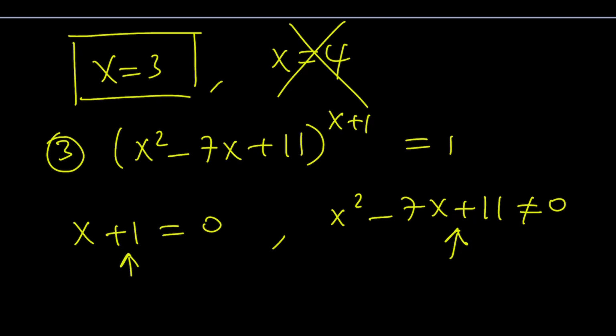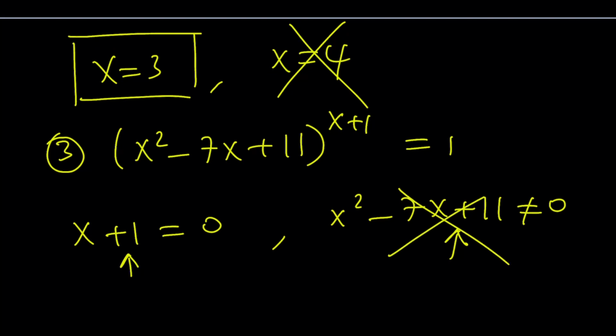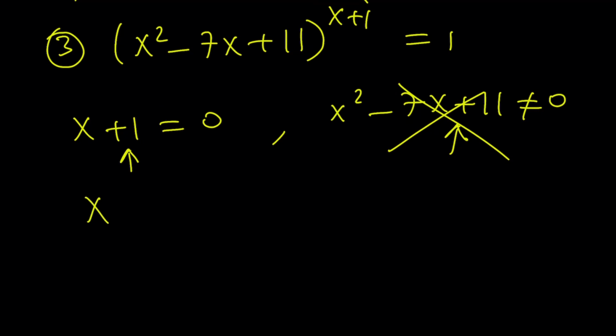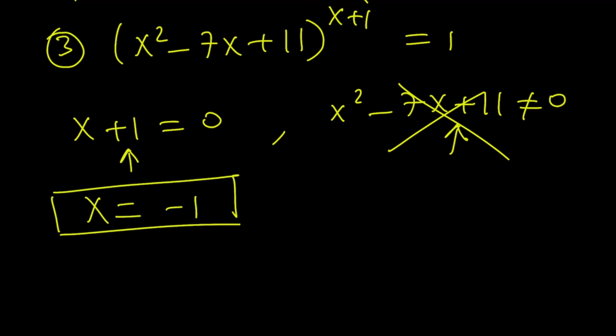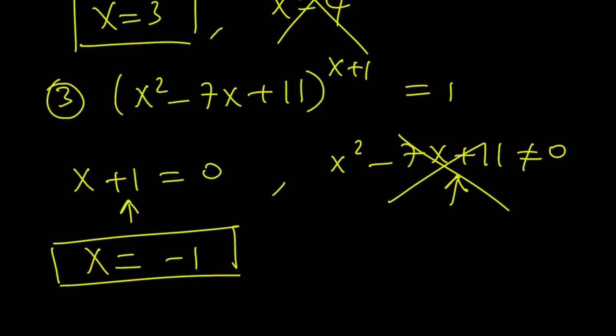So we don't have to worry about this being 0, because if x is -1, obviously it's not going to satisfy the other equation. Make sense? So you can immediately dismiss the limitation, so we don't have to worry about it. Make sense? Hopefully it does, and x equals -1 automatically follows. And that's a good solution because it doesn't make the base 0. Okay, and if you don't believe that, you can go ahead and plug it in, and you're going to see that it doesn't make the base 0.